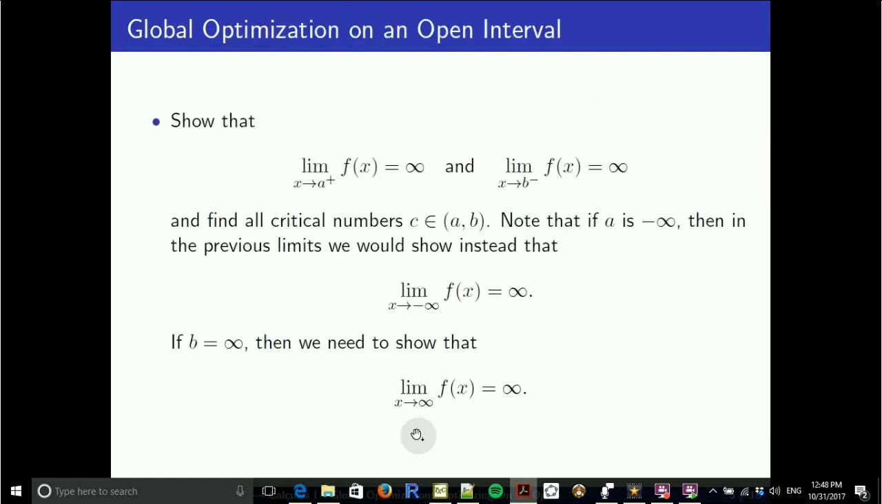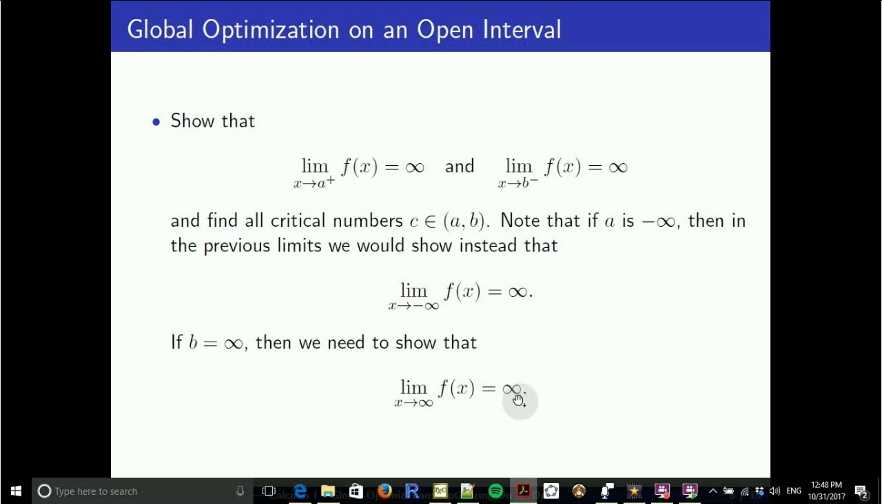For the third method, we show that near a and b in the interval, the function goes to infinity. More precisely, we show that the limit of f as we approach a from the right and the limit as we approach b from the left are both equal to infinity. Note that if a is minus infinity, then in the previous limit, we would show instead that the limit as x goes to minus infinity of f(x) is infinity. If b is infinity, then we would need to show that the limit as x goes to infinity of f(x) is infinity.